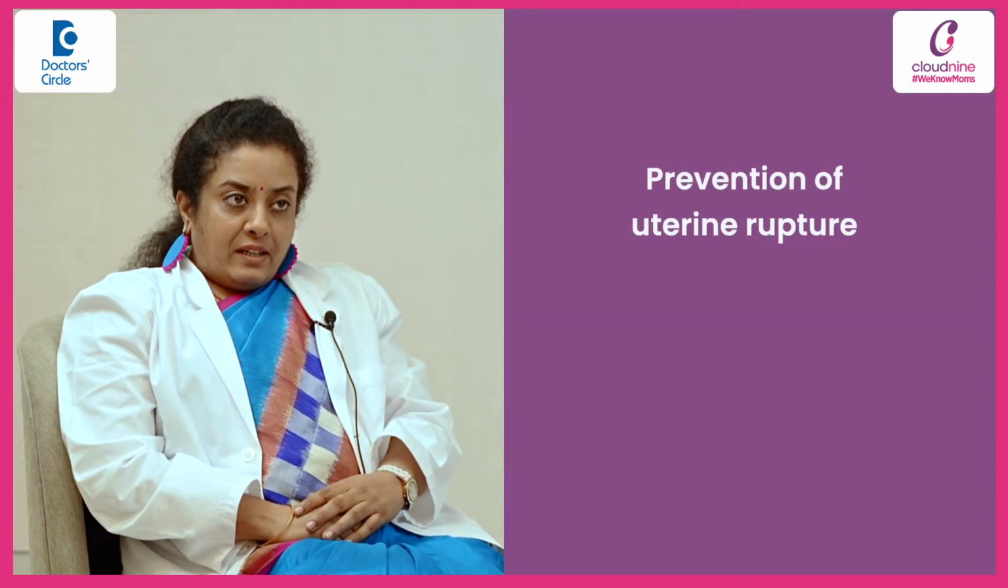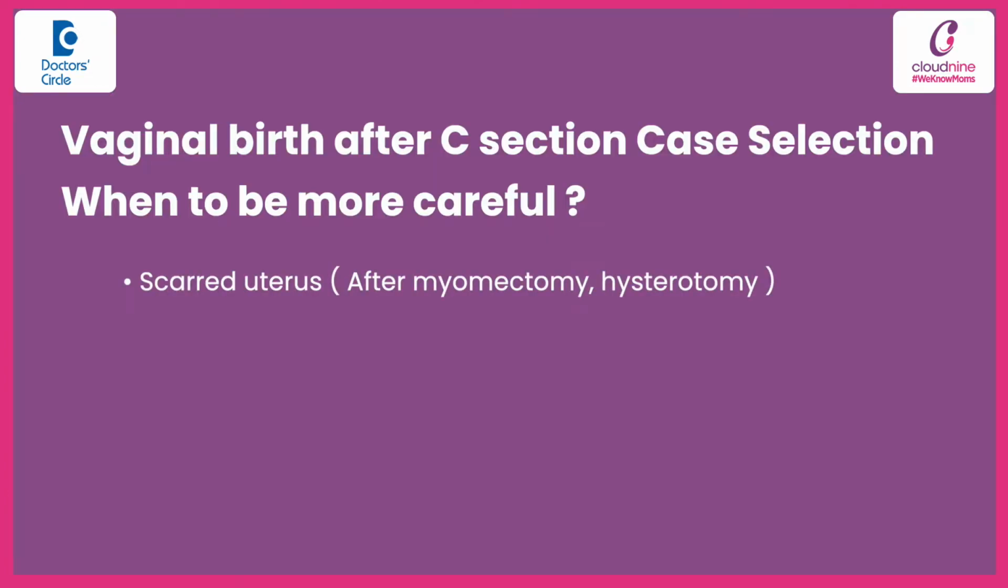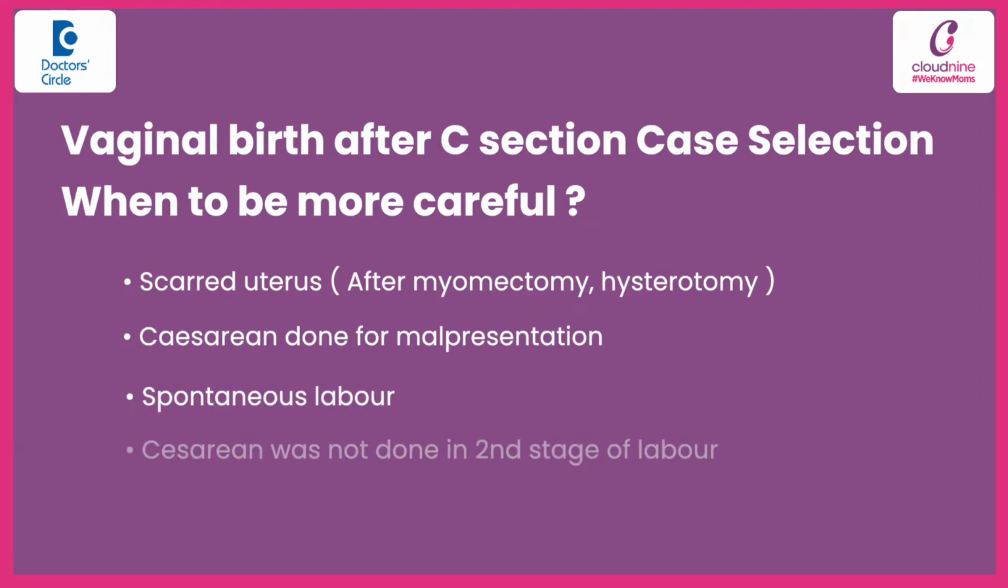So it can be prevented. We have to select the cases. Whenever we're giving vaginal birth after a cesarean or on a scarred uterus where a myomectomy or a hysterotomy was done, we need to select the patients carefully. We have certain indications where we select the patients, like if the cesarean was done for a non-recurrent indication like malpresentation, if the patient gets into spontaneous labor, if the cesarean was not done in the second stage of labor. Those are a few of the indications where we select the patients for vaginal birth after cesarean.